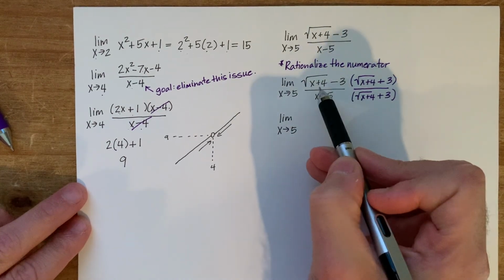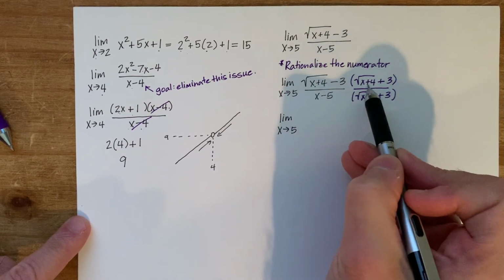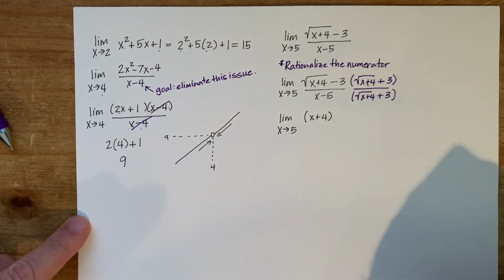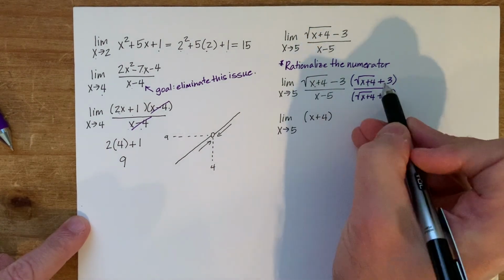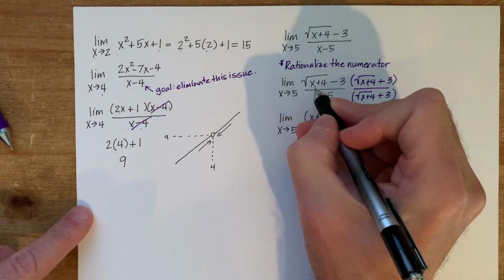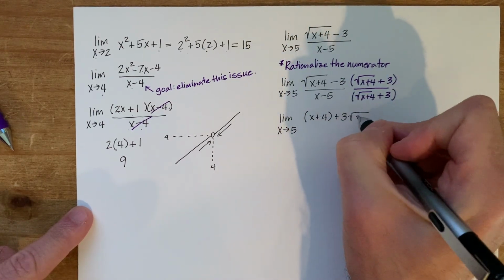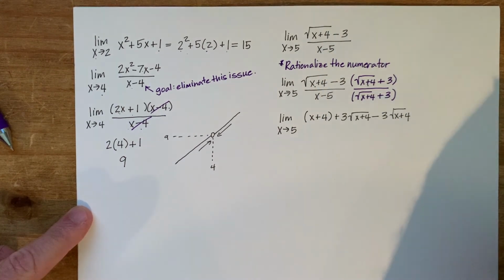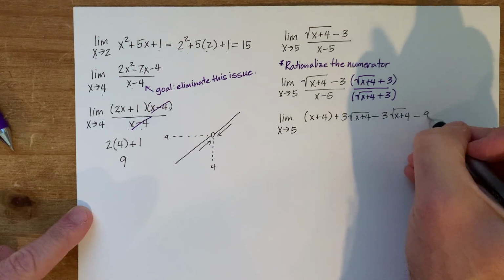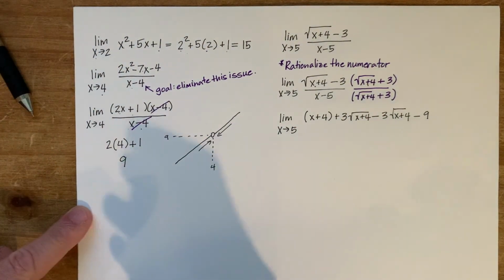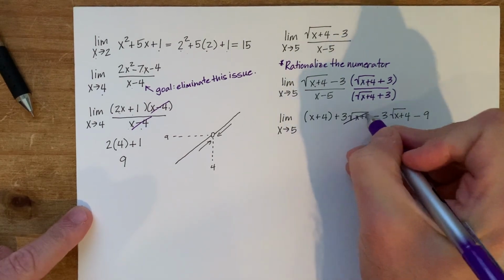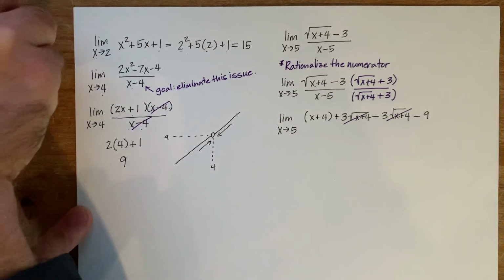When we multiply in the numerator here, we've got the square root of x plus 4 times the square root of x plus 4. If we multiply a square root by itself, we end up with just what's inside, so x plus 4. The middle two terms in the numerator are going to cancel each other out. So I've got 3 times the square root of x plus 4, and then minus 3 times the square root of x plus 4. And then I have a minus 9 on the end. So why the rationalizing the numerator technique works, why we multiply by the conjugate, is we're artificially creating the difference of squares. And when we create the difference of squares, middle terms cancel each other out.